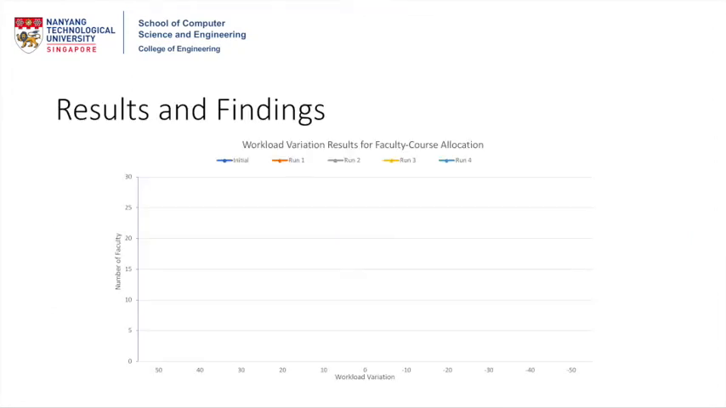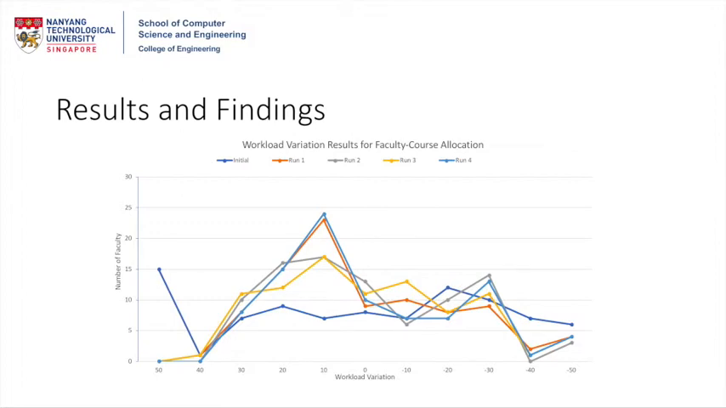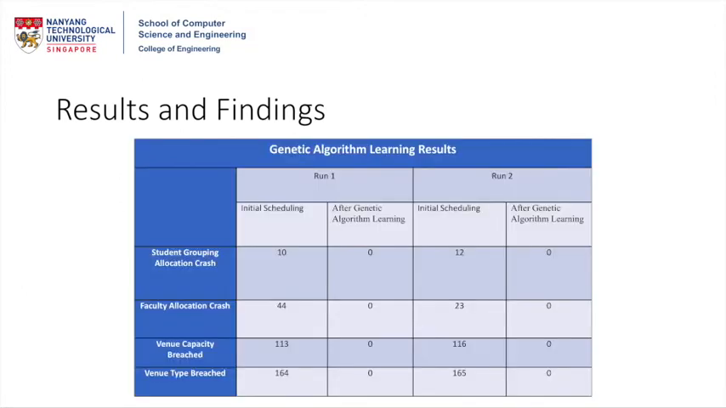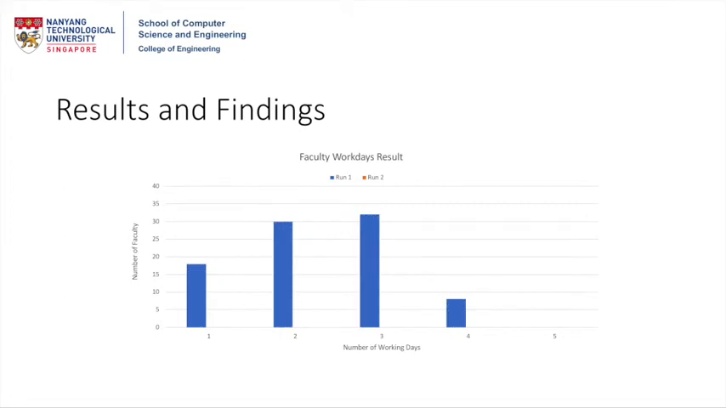The traditional approach of allocation tends to result in faculties being severely overloaded. With the implementation of the simulated annealing algorithm, we see an improvement in workload variation. Standard deviation dropped from 40 to about 20%. Similarly, the genetic algorithm also resolves hard constraint violations from manual scheduling. Both runs also resulted in faculty teaching for less than 4 days. The additional day freed can be used to conduct research work or perform administrative duties.